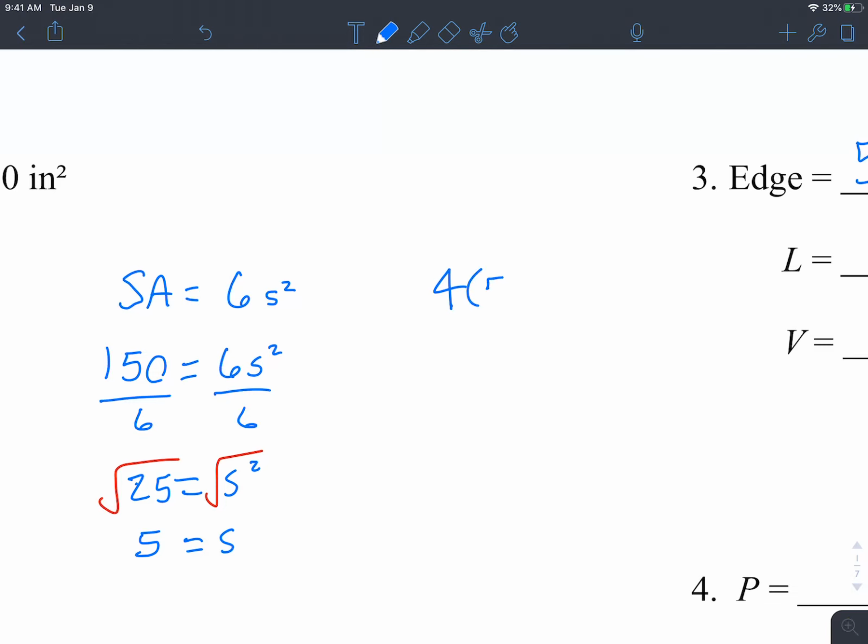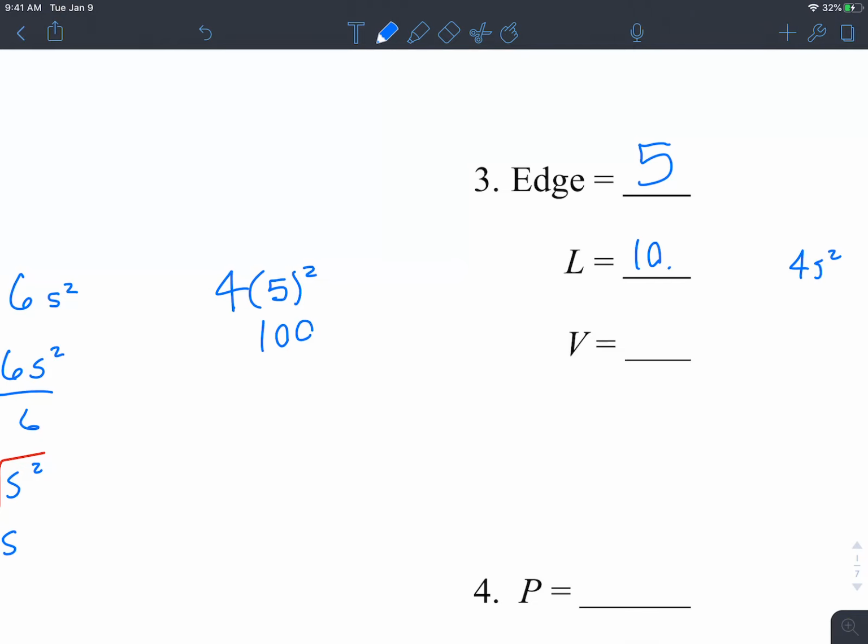4s squared is going to be 4 times 5 squared. I think that comes out to actually 100. So that is your lateral area. 100, that would be in inches squared. By the way, the edge would just be in regular one-dimensional units. So that would be just inches. And then if we're going to do the volume, it's just s cubed. So that's going to be 5 cubed, 5 times 5 times 5. I believe that comes out to 125. So we'll say that's 125 inches cubed.